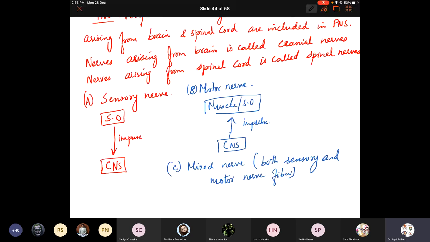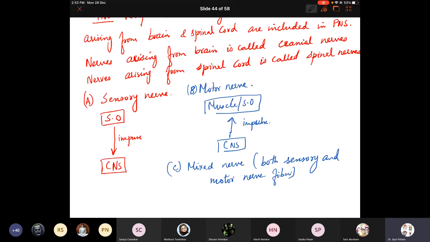Nerves arising from the brain are called cranial nerves. Nerves arising from the cord are called spinal nerves. Okay. We'll be discussing the nerves of the peripheral nervous system. It includes cranial nerves. It includes spinal nerves. Nerves arising from the brain are called cranial nerves.